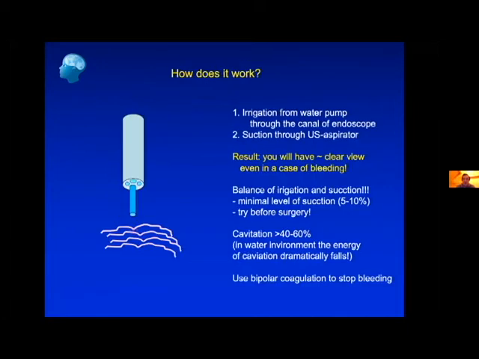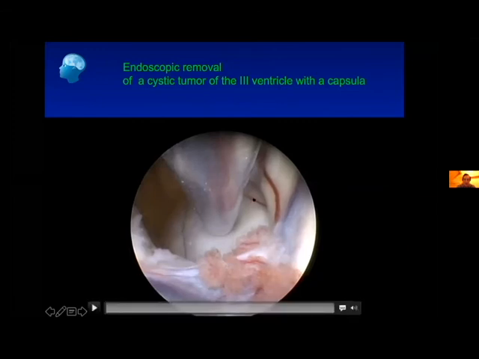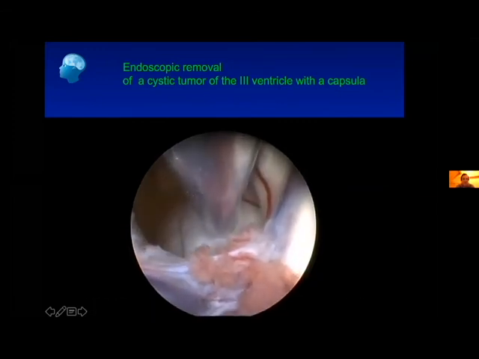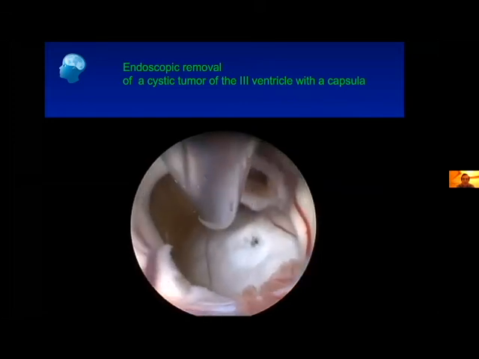But we have a very fine benefit because we may perform the irrigation from the water pump through the canal of the endoscope and the suction through the ultrasound aspirator. That's why we shall have the clear view even in the case of the bleeding. But pay attention to keep the balance of irrigation and suction. And this is an example of the endoscopic removal of a cystic tumor of the third ventricle.